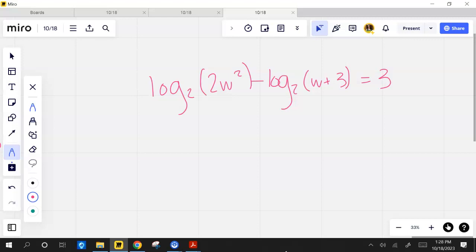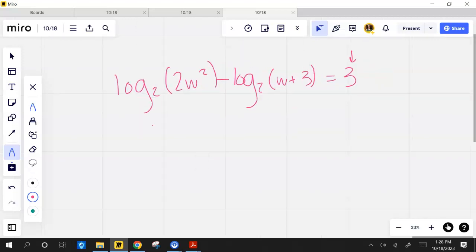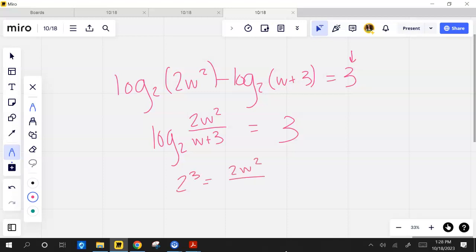Tell me what I do. How do you know what scenario you're in? The first one, why? I got a number by itself. So I'm going to condense these logs down. How do these condense? Divide. Why did I do that? It's because you're subtracting. That's exactly right. So now when I change forms, it's a little bit more difficult, right? Because I got 2 to the third equals this fraction. Wyatt, guess what I do? Butterfly.